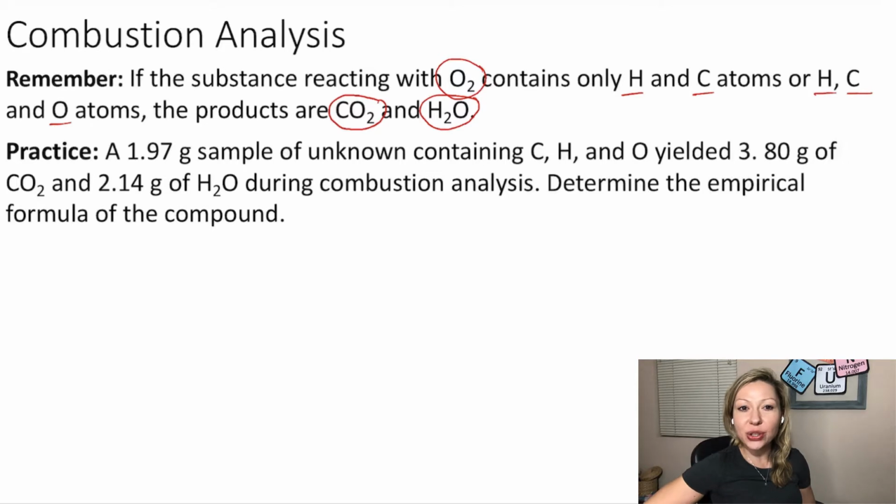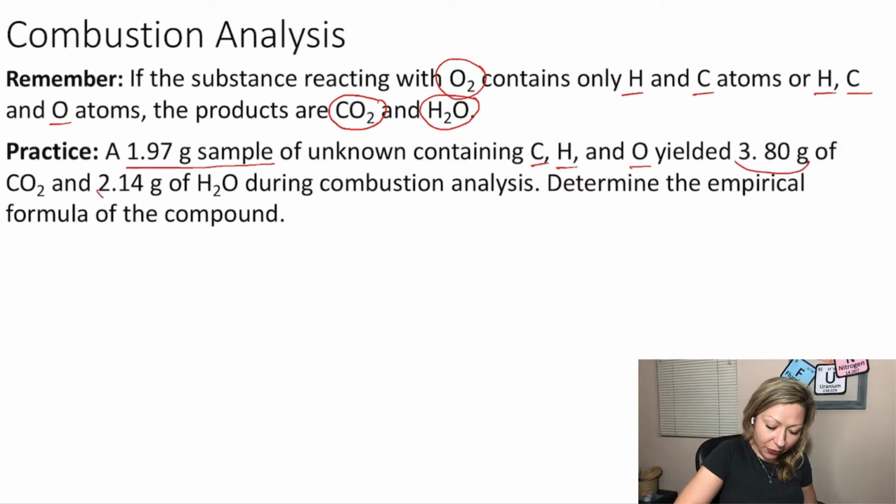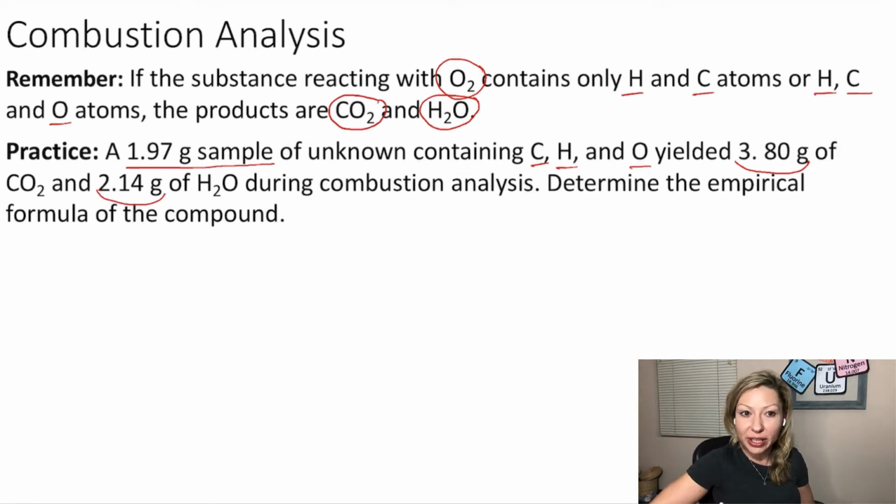So, if we can measure the amount of carbon dioxide and water produced in this combustion process, we can actually figure out the formula of our sample. Let me show you how to do that using a practice problem. So here we are given 1.97 grams of a sample of an unknown that contains carbon, hydrogen, and oxygen atoms. And the combustion analysis yielded 3.80 grams of CO2 and 2.14 grams of water. And we have to determine the empirical formula for the compound.